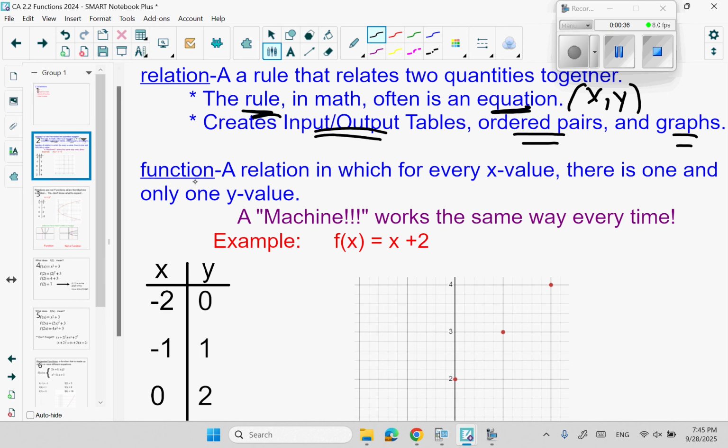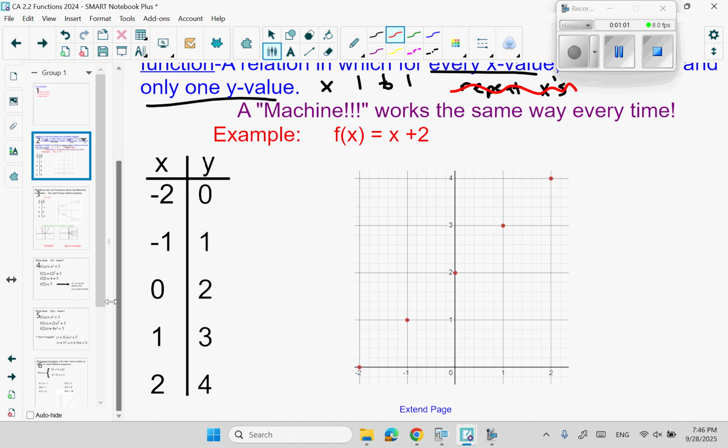A function is a specific type of relation for which every x value has only one y value. They say x's are one to one, aka you cannot repeat x's. You cannot repeat x values. So looking at this table over here, I have no repeat x values, so I'm perfectly fine.